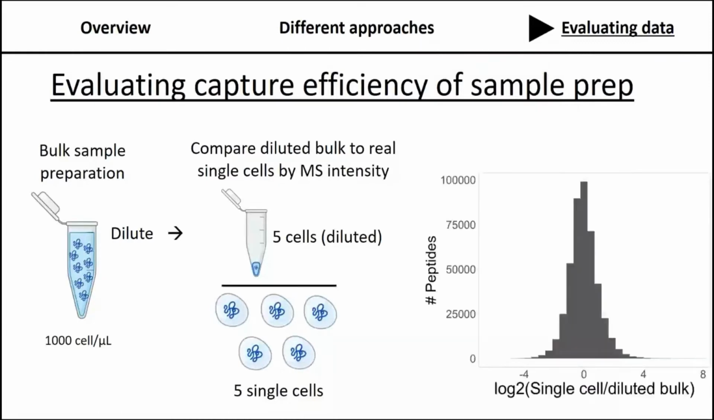This is exactly what we've done here for our published nPOP data set, where we're comparing the intensity of our single cells to the intensity of diluted samples down to the 1 cell level. And we see that this distribution is centered around 0 on the log scale, at about 96% of the intensity of diluted samples.